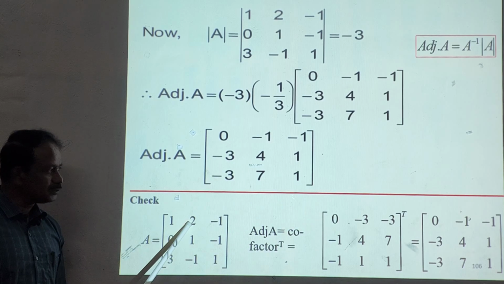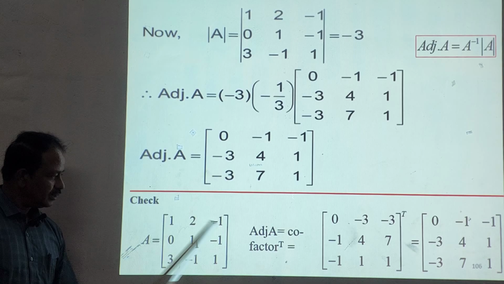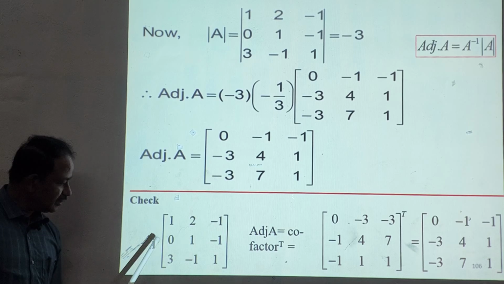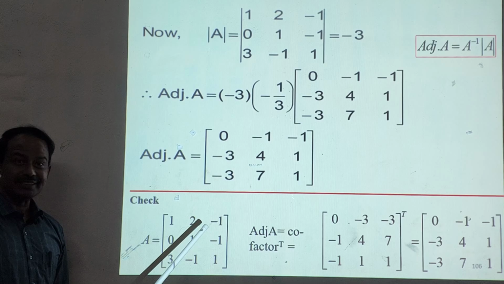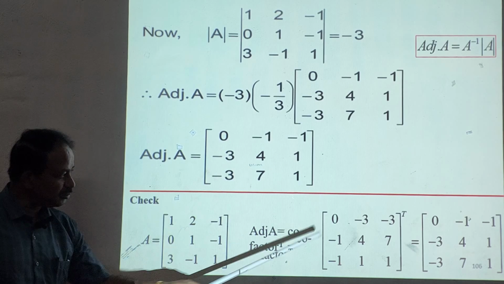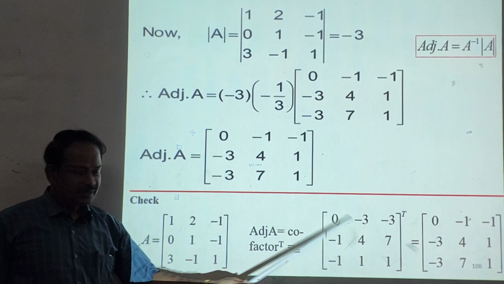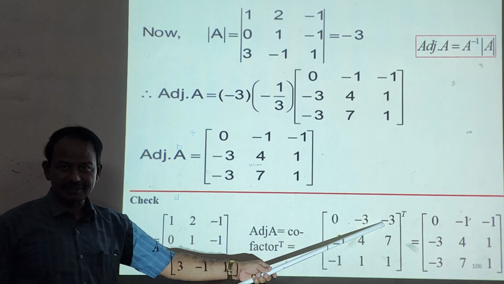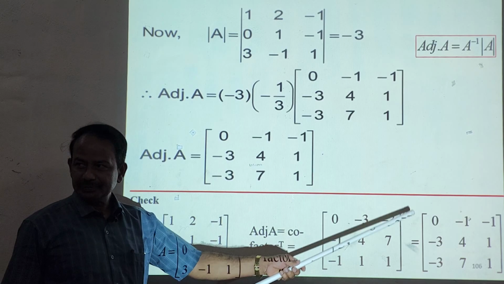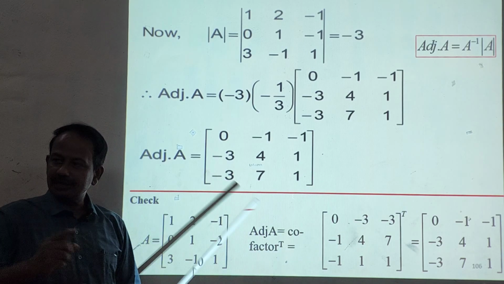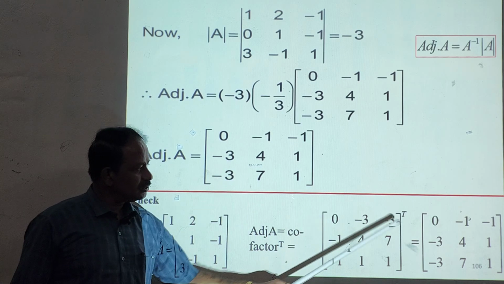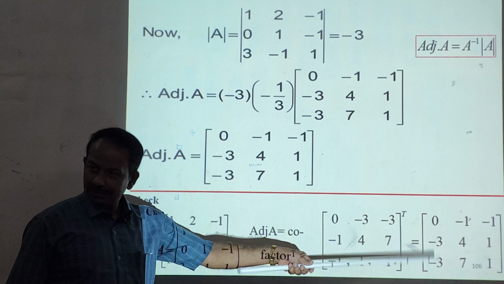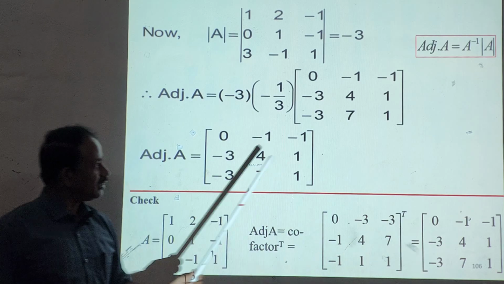What is the cofactor of 2? 0 multiplied by 1, then 3 minus 1, so plus 3. I told you with the minus sign, so here there will be a minus sign, so minus 3. Is it okay? Similarly the cofactor of this will be minus 3. Now for the transpose, just transpose rows into columns, columns into rows. So 0, minus 3, minus 3. See, rows into columns. This is exactly equivalent to this.